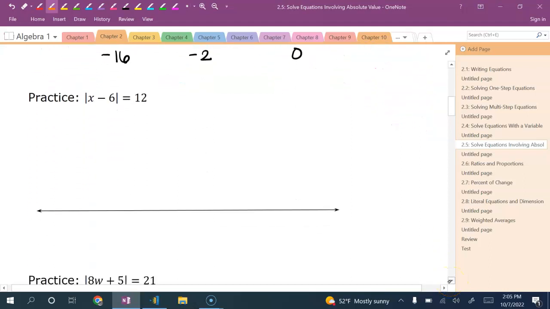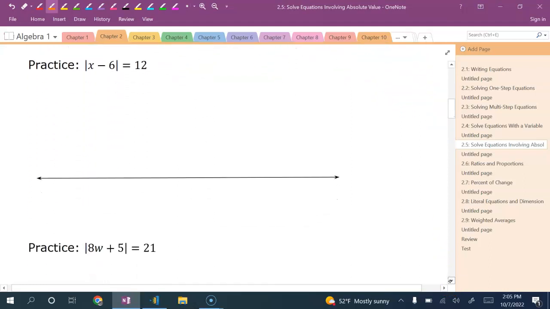So what I want you to do right now is pause the video and take a minute to do this practice problem. And if you want to try the next practice problem as well, that one is going to be a little bit more of a two-step equation when you go to solve it. But try those two and then keep watching to see how they should have worked out.